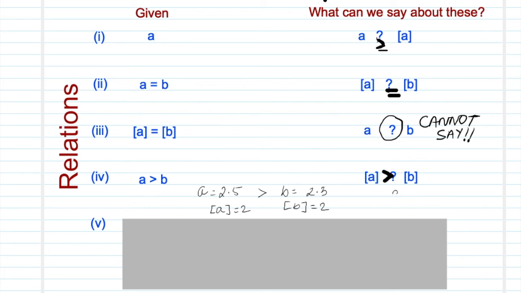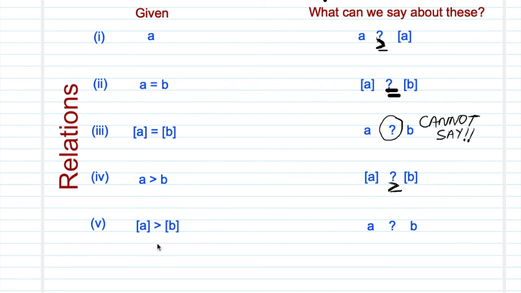Let's take another example. Let's take A equal to 3.5 and B equals 2.3. A is greater than B. In this case, greatest integer of A is equal to 3 and greatest integer of B equals 2. Here, greatest integer of A is actually greater than greatest integer of B. So what that gives us is that the relationship between greatest integer of A and greatest integer of B is not the same as the relationship between A and B. It is actually this relation. It could be greater or it could also be equal to.